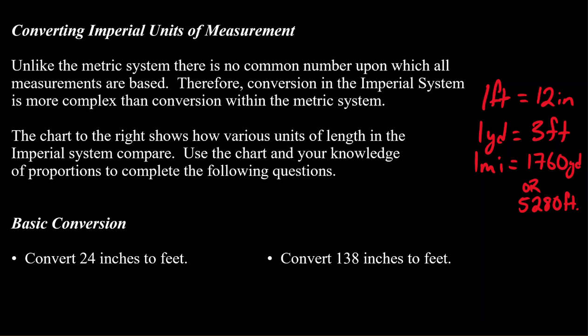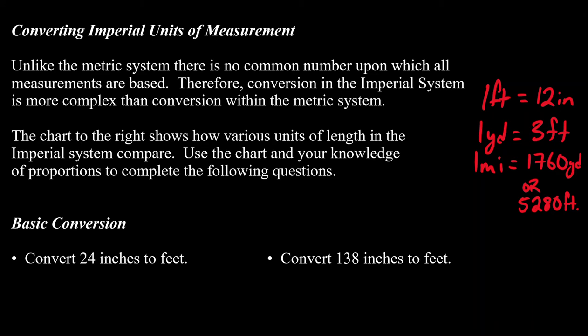Okay, we are talking about the Imperial system today, and we're going to be converting from one Imperial unit to another. Now, the Imperial system, at least for linear measurements, is an absolute nightmare if you are not totally used to it. Unlike the metric system, there's no common number upon which all the measurements are based. The metric system is based off of tens: 10 centimeters in a decimeter, 10 decimeters in a meter, 10 meters in a decameter, that kind of thing. But in the Imperial system, not so much.